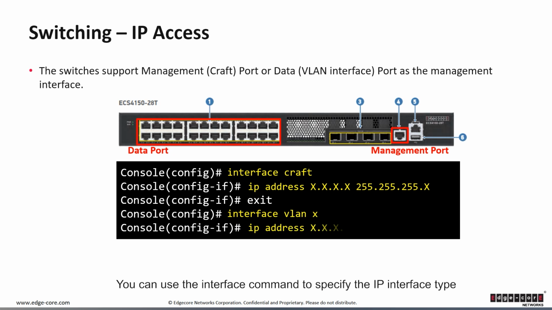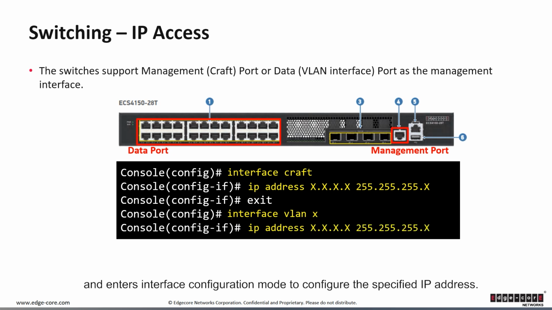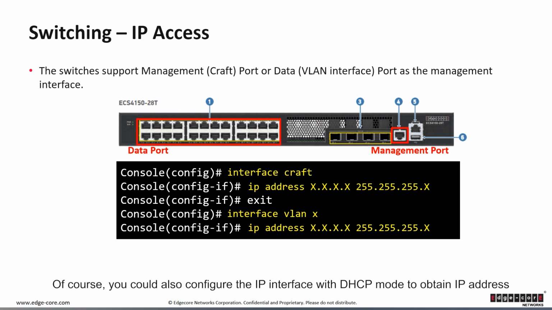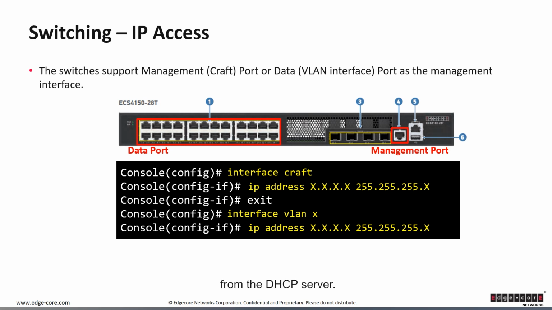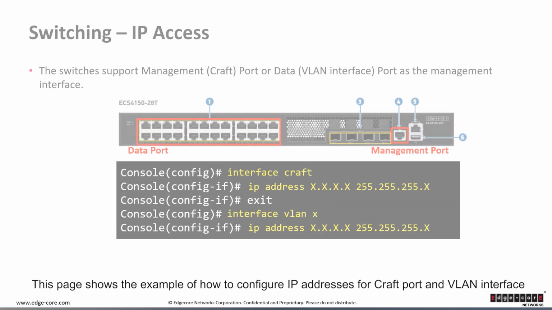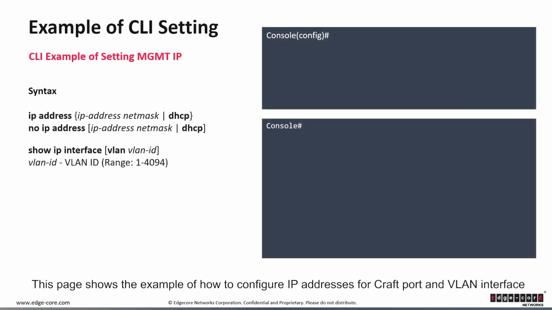You can use the interface command to specify the IP interface type and enter interface configuration mode to configure the specified IP address. You can also use the no form to remove the IP addresses. Of course, you could also configure the IP interface with DHCP mode to obtain an IP address from the DHCP server.